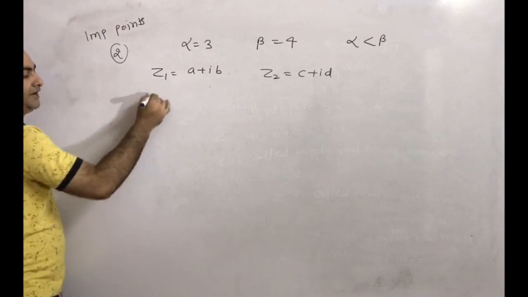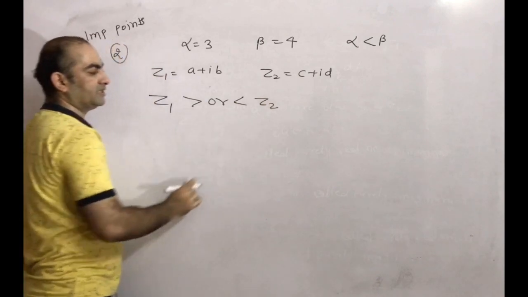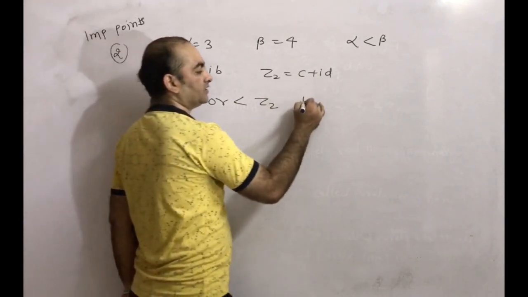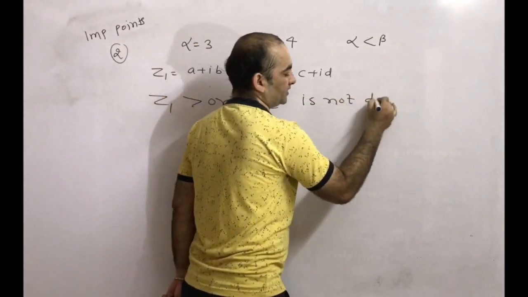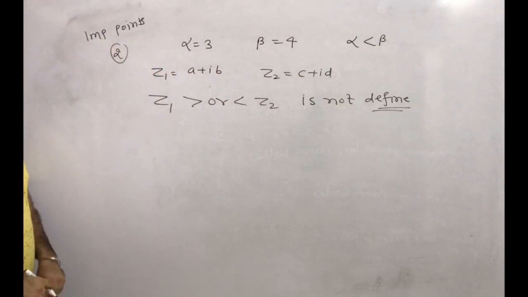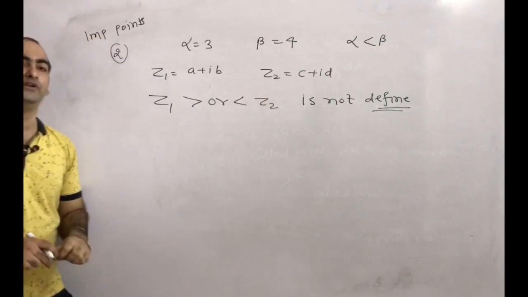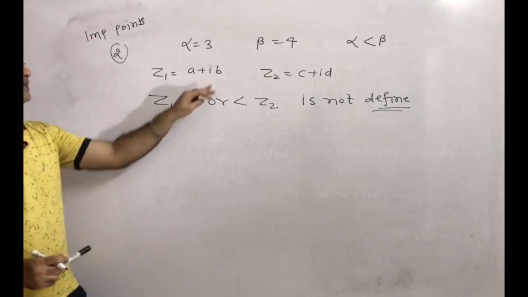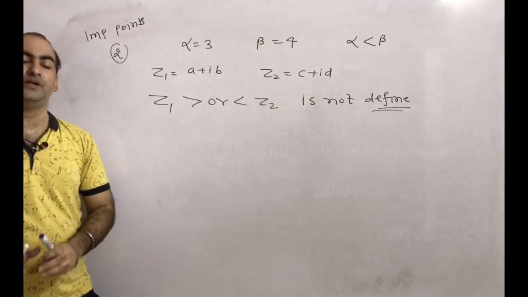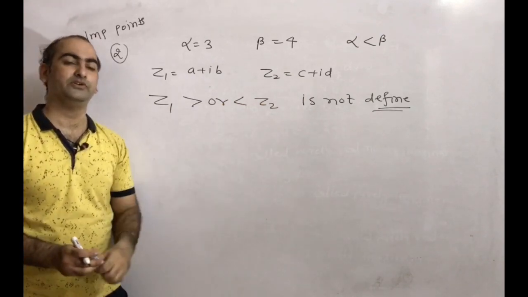Here we can't define z1 is greater than or less than z2. It is not defined. So we can't define that one number is greater than or less than the other number if we have two complex numbers. If b and d both are 0, then z1 and z2 are purely real numbers, then we can compare. But if they are complex numbers, then we can't compare between two numbers. That is your second point.